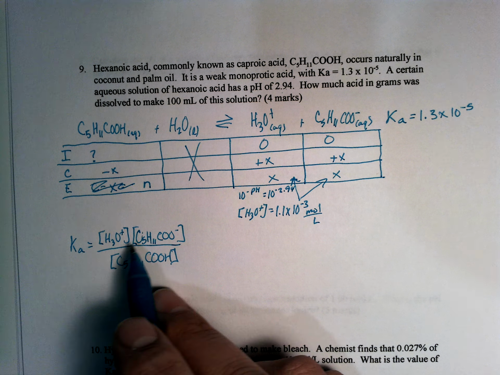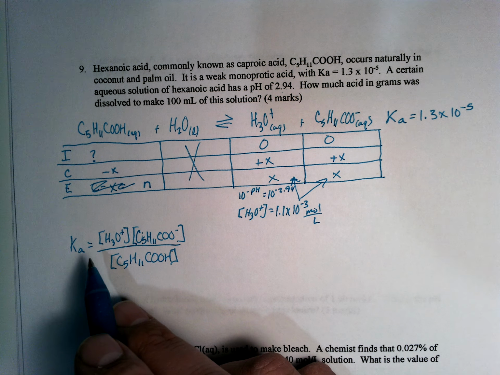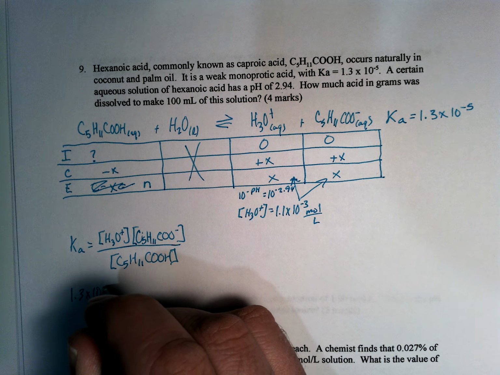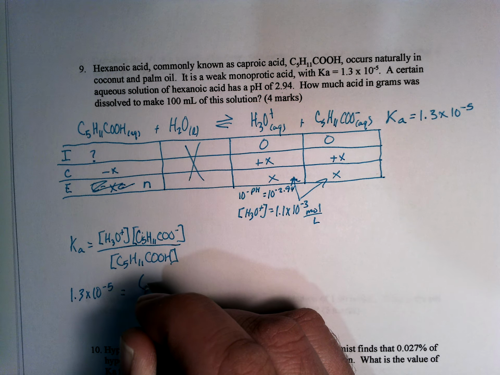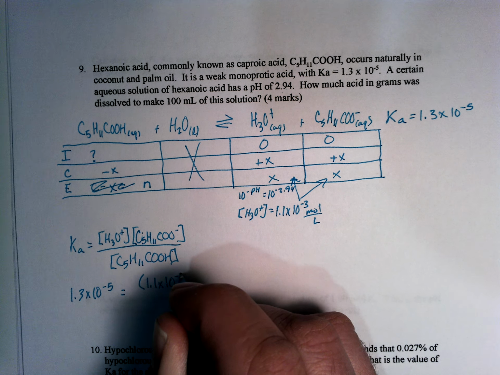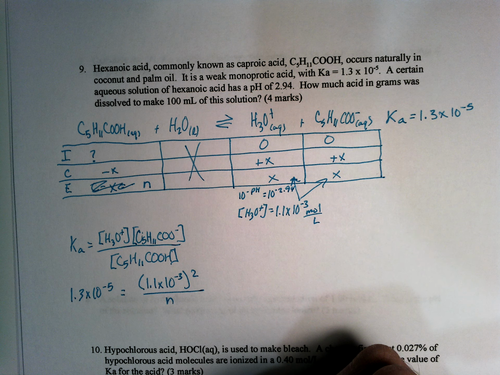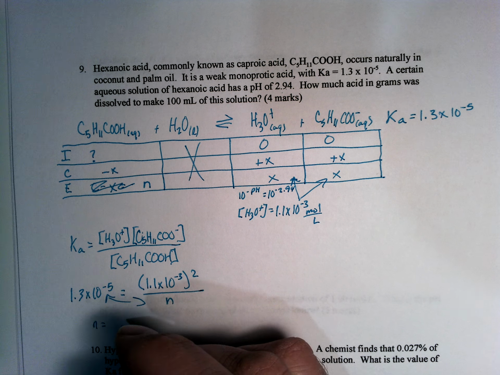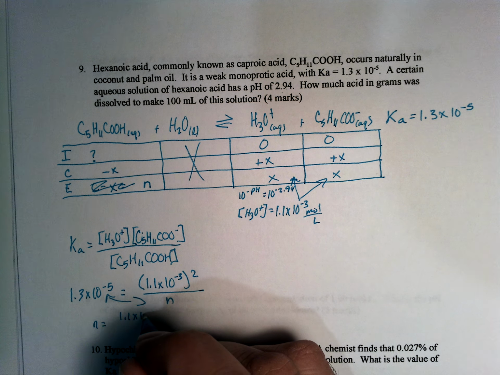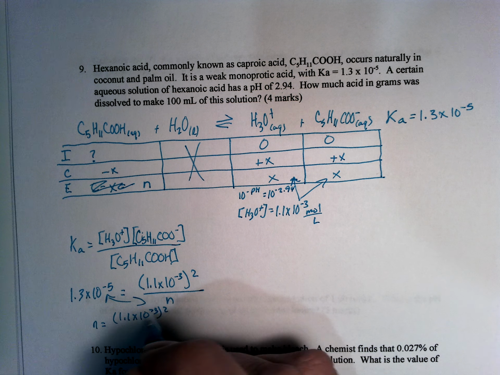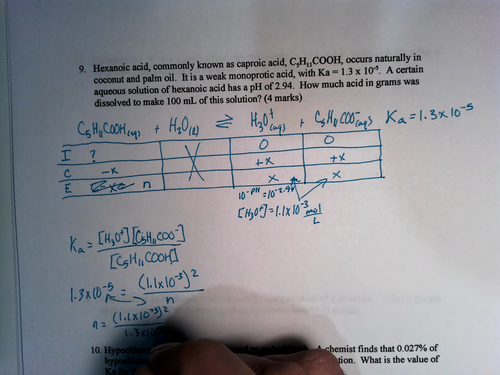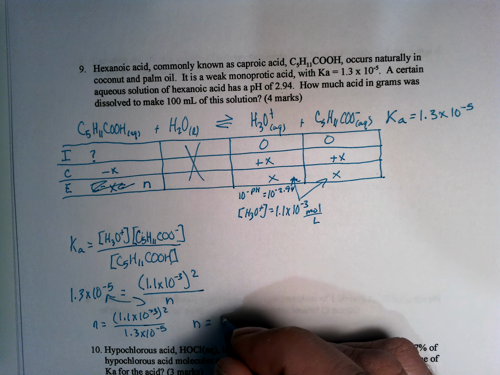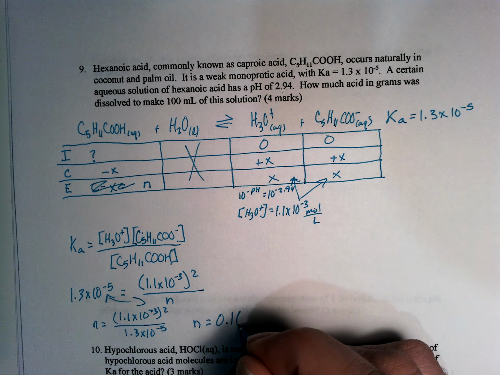Okay, so this is our acid ionization constant formula. Put our numbers in. So we got 1.3 times 10 to the minus 5 is equal to 1.1 times 10 to the minus 3 squared over n. So these two will switch spots, and n will equal 1.1 times 10 to the minus 3 squared over 1.3 times 10 to the minus 5. So the n value is equal to 0.1014.